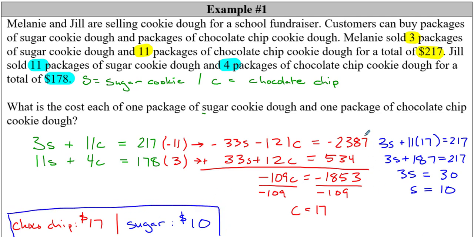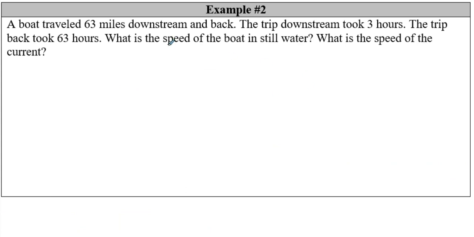Okay, if we have these set up, this is how we model this if we got two people doing the same thing with two different variables. Okay. All right, let's go to example number 2. It says a boat traveled 63 miles downstream and back. The trip downstream took 3 hours. The trip back took 63 hours. What is the speed of the boat in still water, and what is the speed of the current?